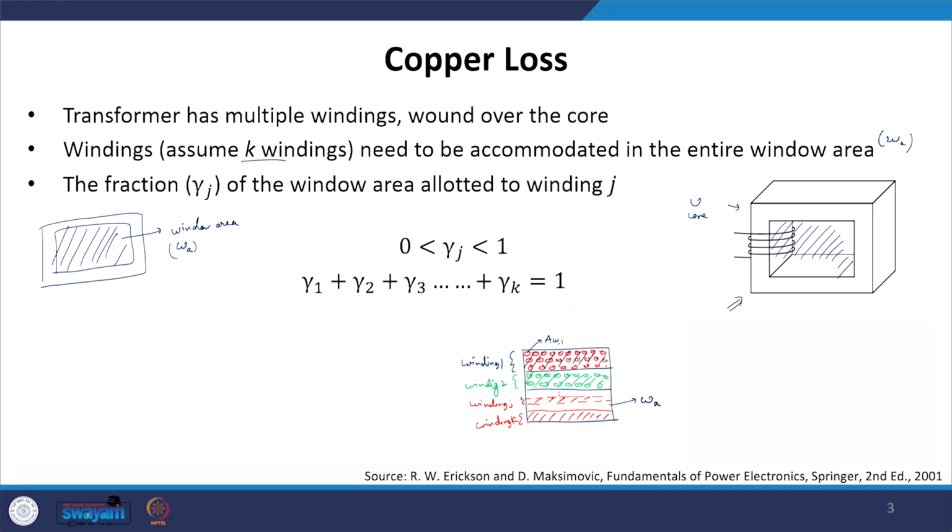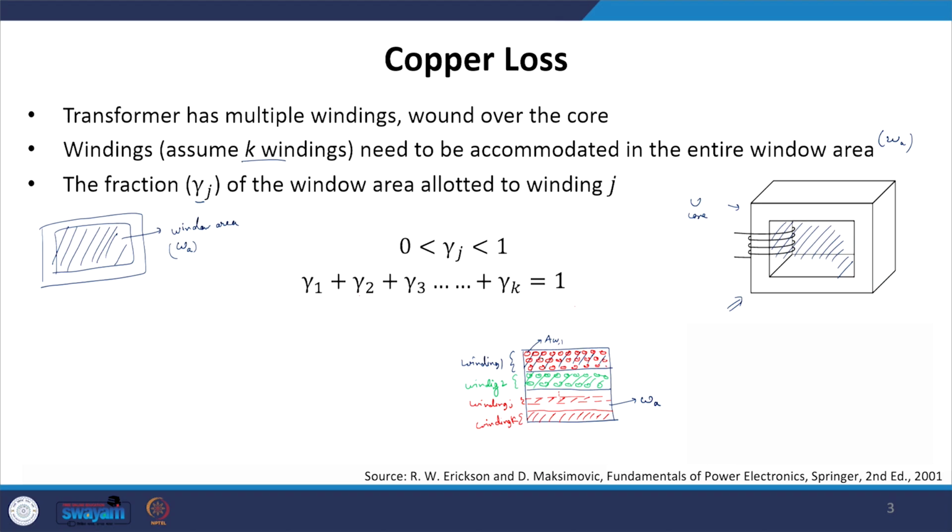Now since we have k number of windings, we need to accommodate them in this entire window area WA. So now we have to allocate a fraction of the window area for each winding, and let us take that fraction to be termed as gamma. Now this gamma j is nothing but the fraction of the window area in the entire window area WA which has been allotted to winding number j.